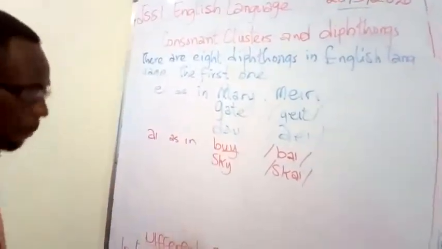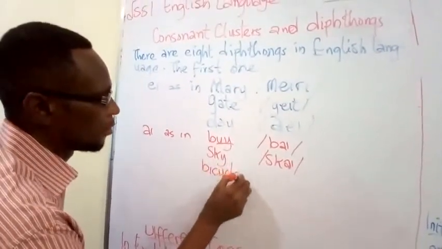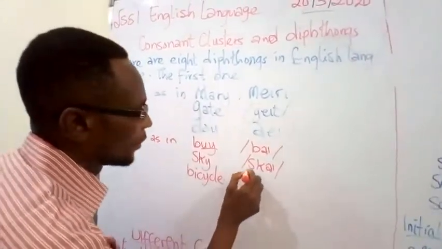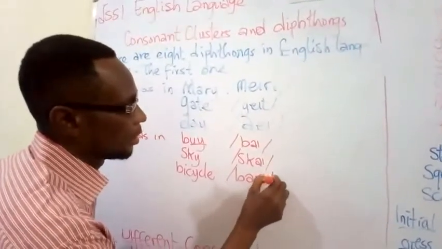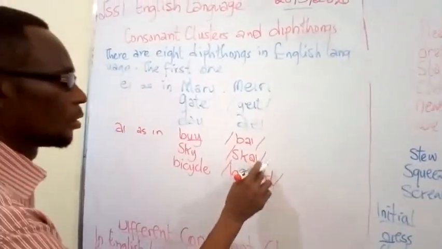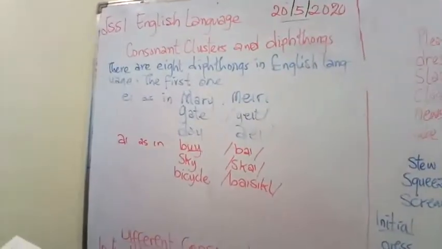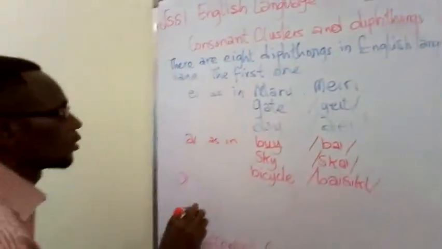Then quickly, bicycle. No dot, bicycle. All right. We pick the next one because time is running out.